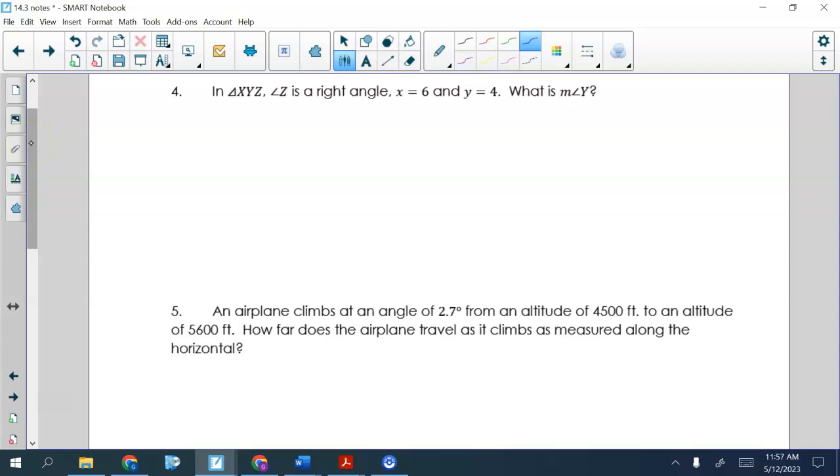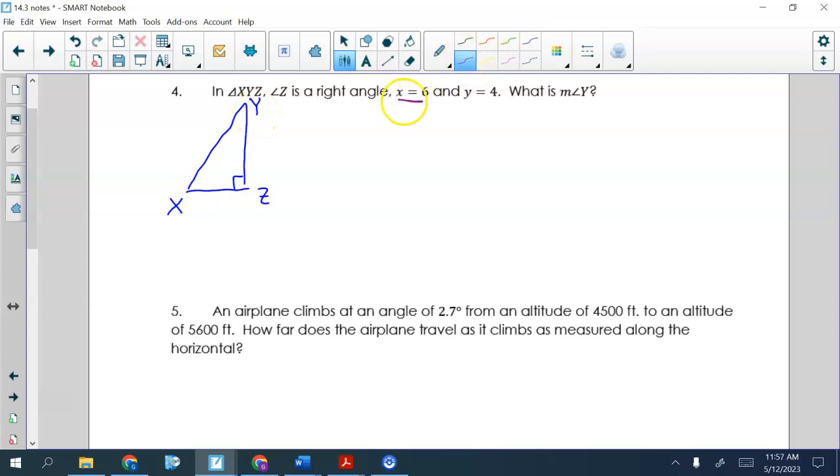Okay, in triangle XYZ, angle Z is a right angle. X is 6 and Y is 4. What is the measure of angle Y? So a lot of this is review, just trying to be able to draw out that right triangle. X, Y, Z. Z is the right angle this time. I'm going to put X, Y, and Z.